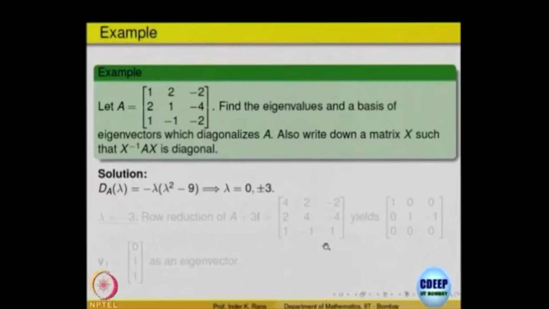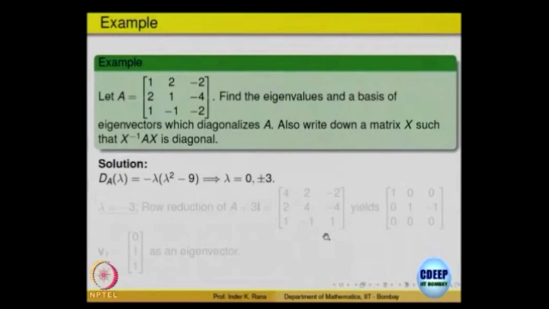So let us look at one example to completely understand the process. We are given this matrix A. So we want to find the eigenvalues and a basis consisting of eigenvectors to diagonalize this matrix A, if possible, right. So what is the first step?